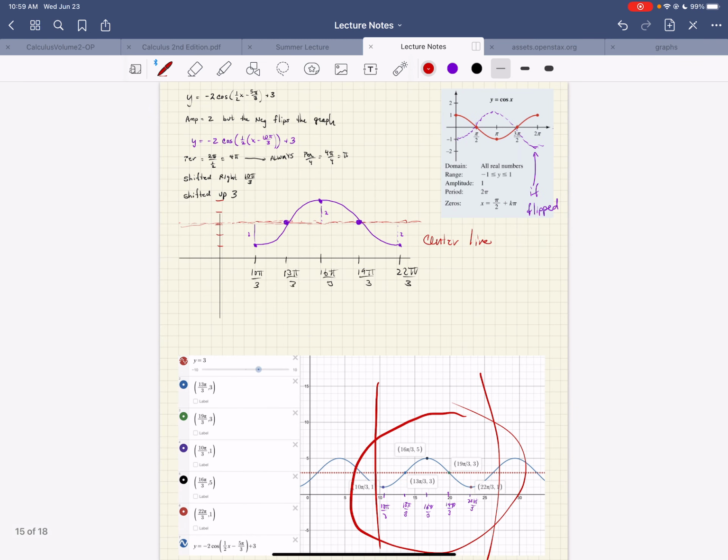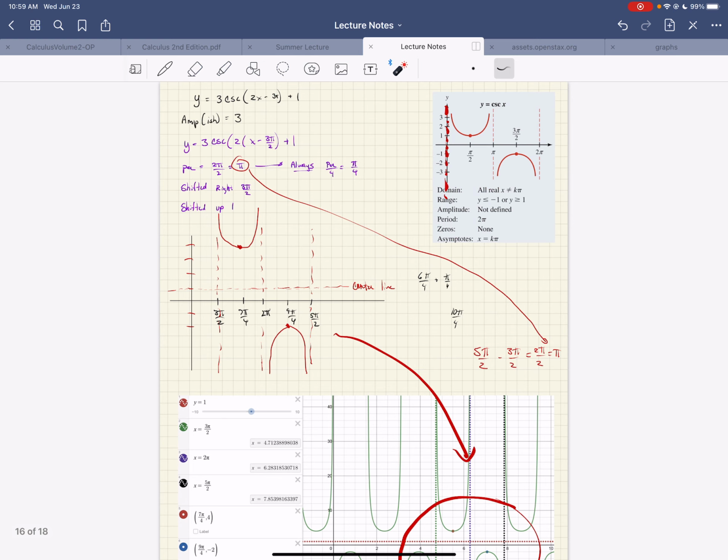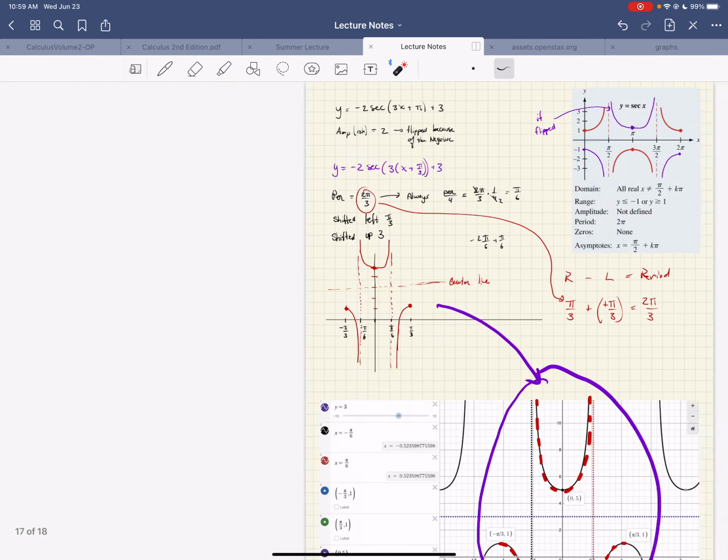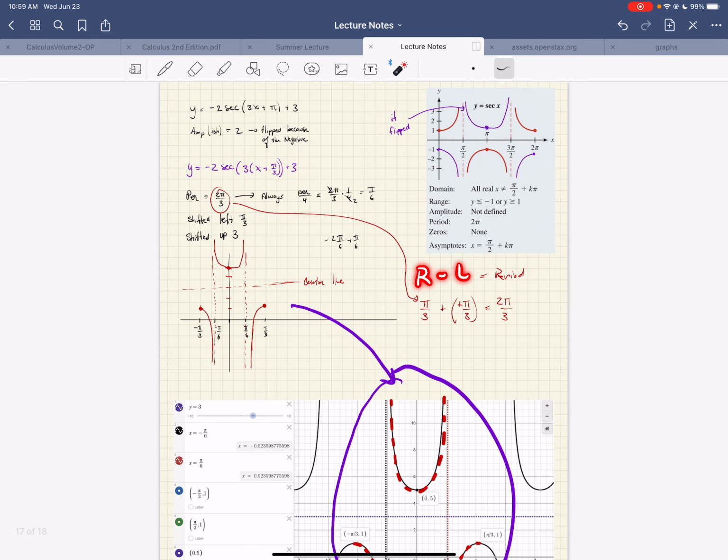And in the first one, if I take 22 pi over 3 minus 10 pi over 3, that gives me 12 pi over 3, which is 4 pi. And lo and behold, again, that's what we said the period should be. So you can see if you always do the right side minus the left side, and in here, that's right side minus left side, and here, I've got it written down, it always should equal the period. And it does.